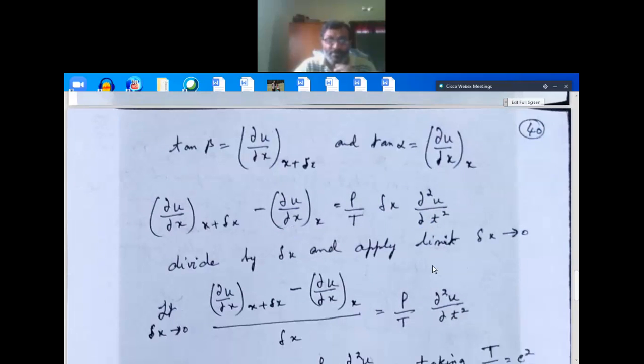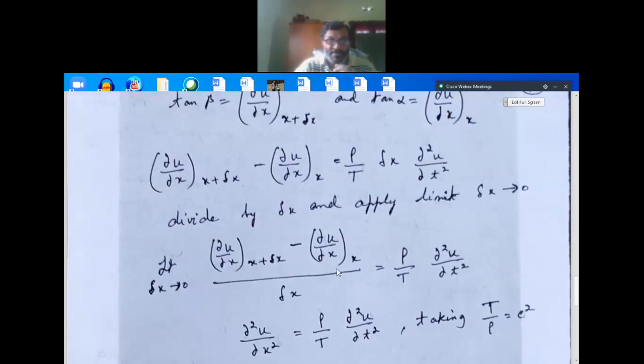Now divide by delta x and apply the limit delta x tends to 0. So dividing by delta x on both sides, what do we get? The limit as delta x tends to 0 of dou u by dou x at x plus delta x, minus dou u by dou x at the point x, divided by delta x, equals, delta x cancels here, rho by t dou squared u by dou t squared.